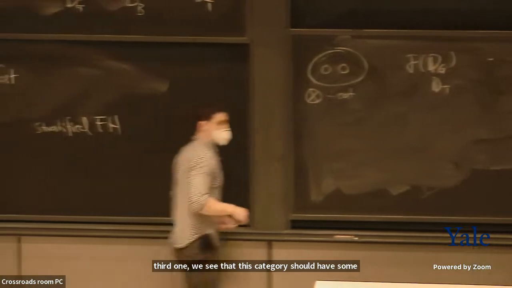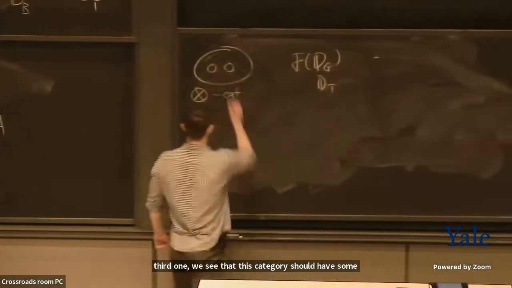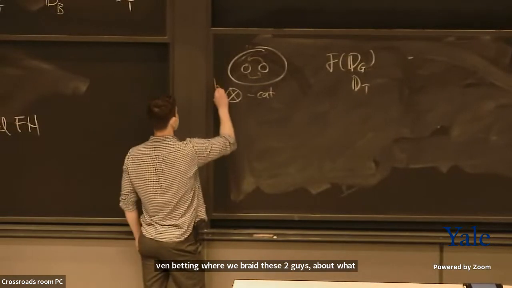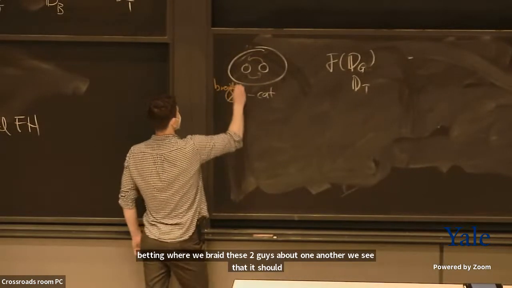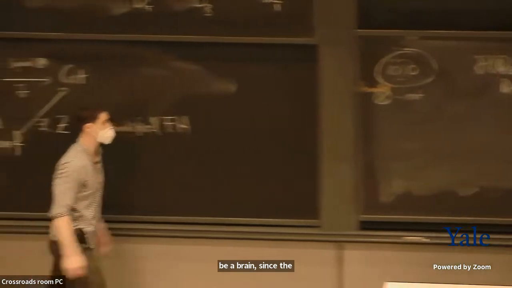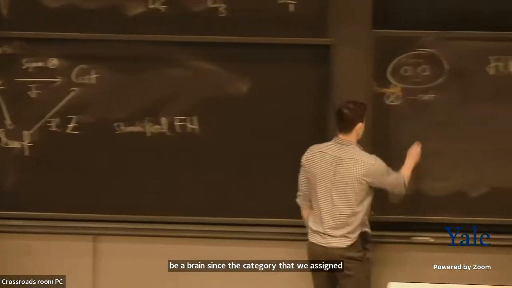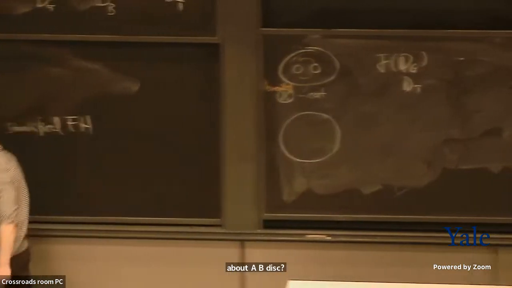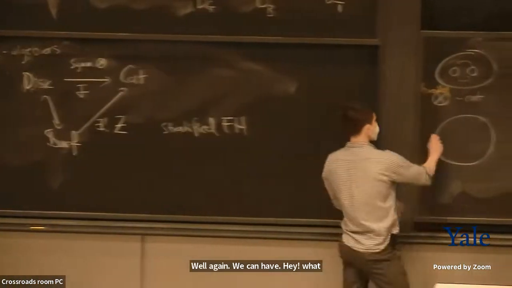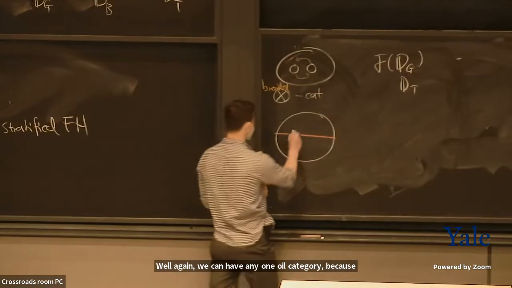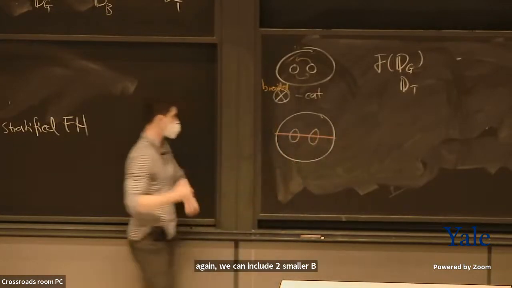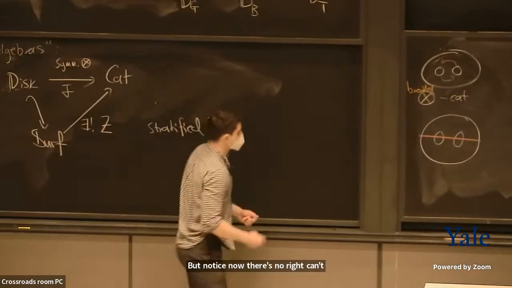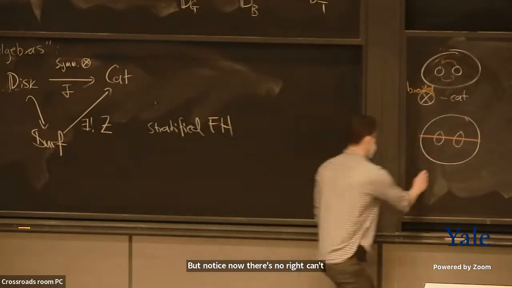And by considering the isotopy of embeddings, where we braid these two about one another, we see that it should be braided, hence the category that we assign to a G or a T disk. What about a B disk? Again, we should have a monoidal category, because we can include two smaller B disks into a third B disk, but notice that now there's no natural notion of braiding. You can't braid these two around. So again, we have some monoidal category.